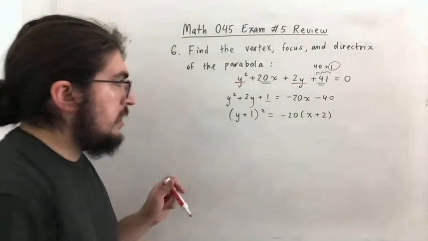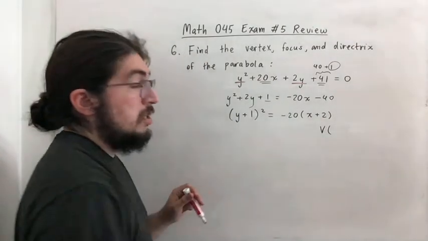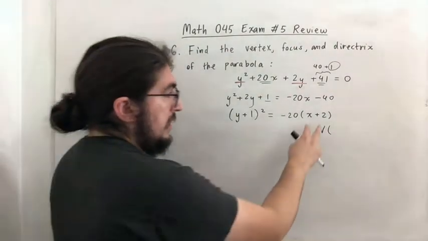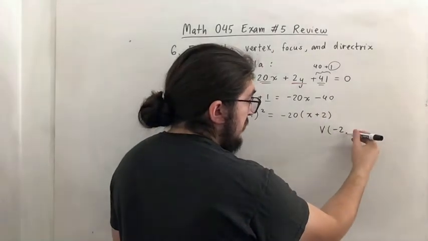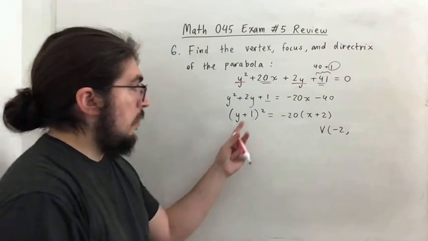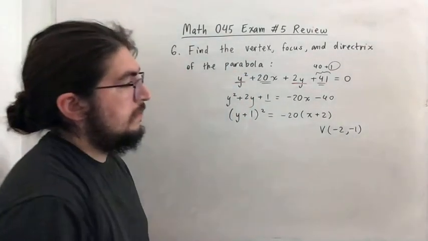Okay? The vertex is h comma k. It's always x minus h, y minus k. It's always like that. This is x minus -2. Remember, change the sign of the number next to x. Change the sign of the number next to y. So -2, -1. That is the vertex.